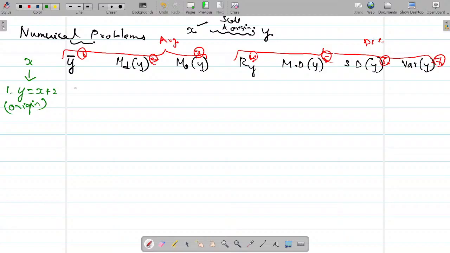X bar plus 2. So this y bar will be x bar plus 2. See, the concept is simple. We have discussed it in a detailed way yesterday, last class.